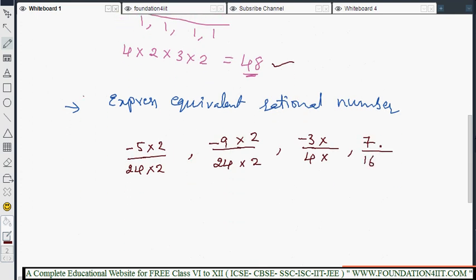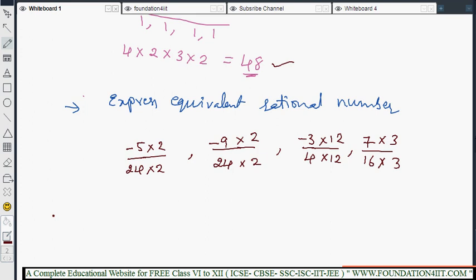7 by 16. So what we need to multiply to get the denominator should be 48. Yeah, I can check it. 4 times 12 is 48, so the same 12 you should keep here. And 16 times 3 is 48, so 3 also keep here. So this is expressing equivalent rational numbers.